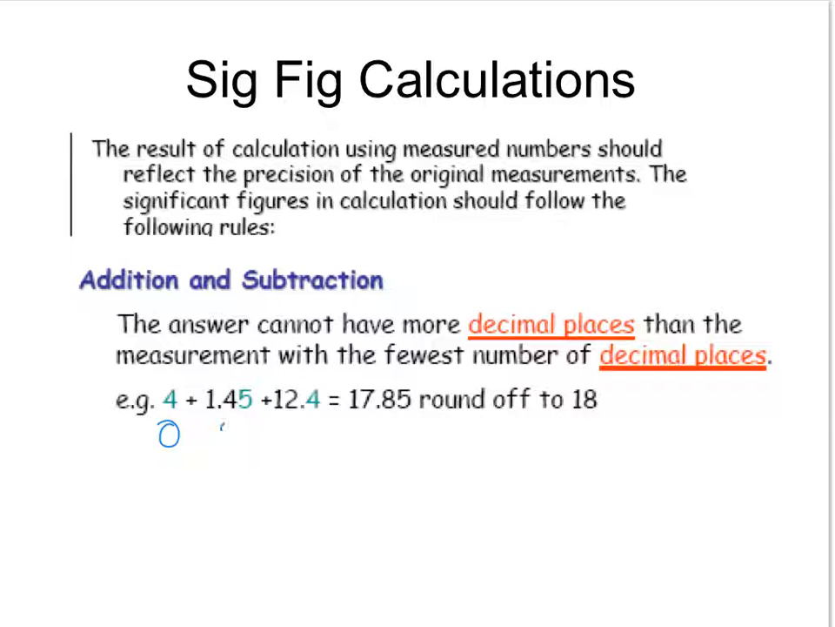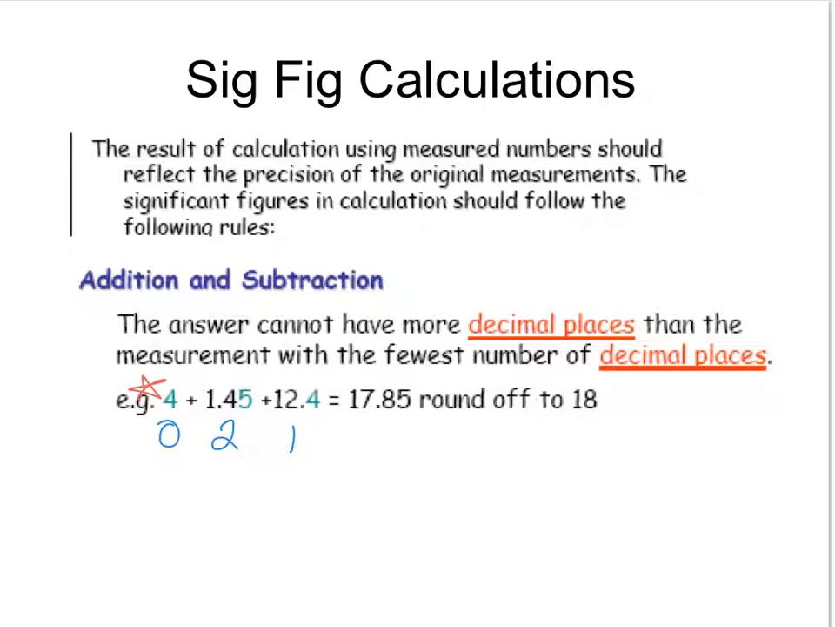1.45 has 2 decimal places. 12.4 has 1 decimal place. So we have to use the value with the least to get our answer. And so our answer can have 0 decimal places. It can only have a digit in the ones place.